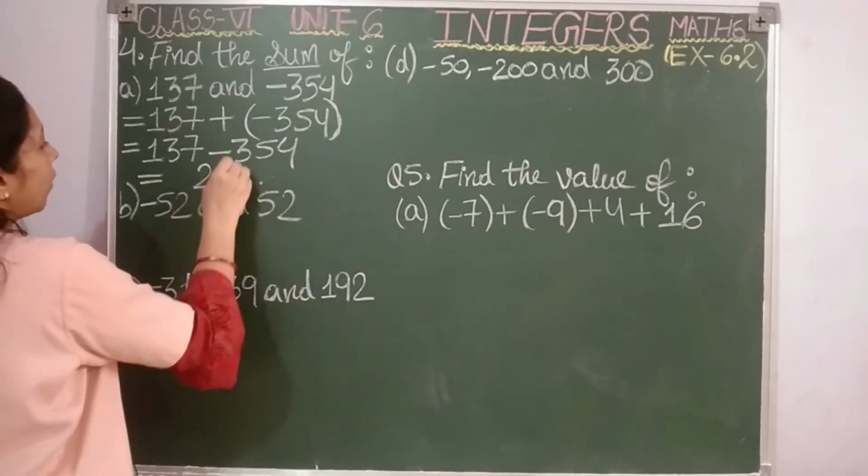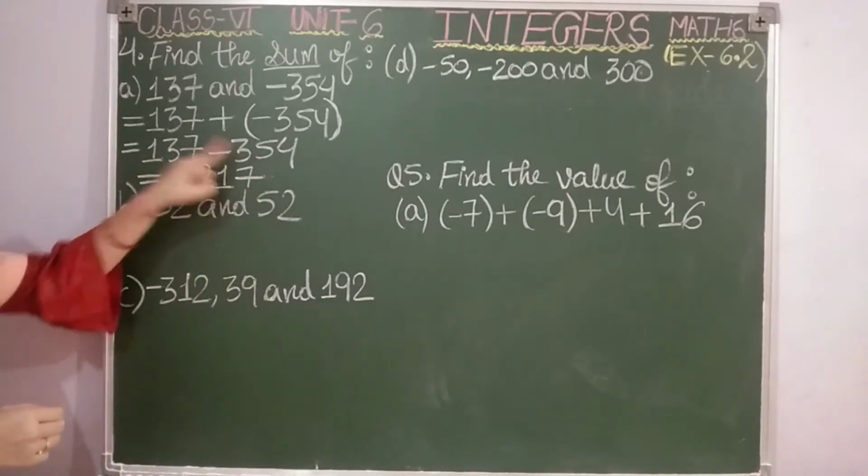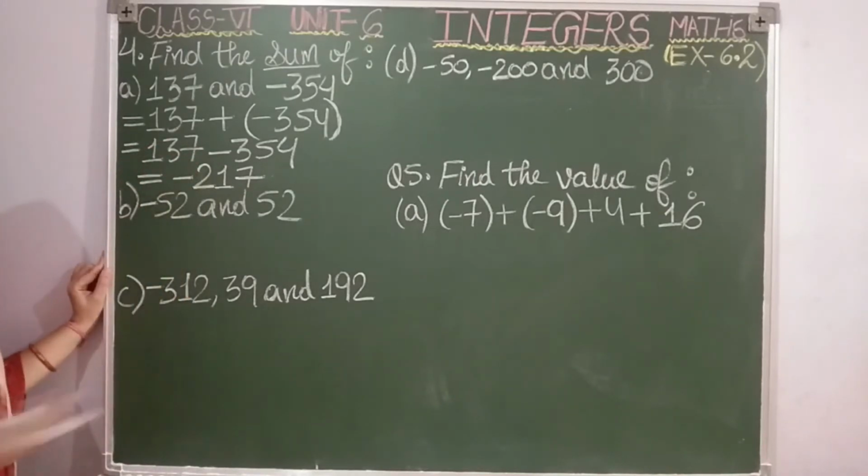But is it a positive 217 or a negative 217? How to decide? Which number is greater here? 354. It is with negative sign. So in the answer also put negative sign. So minus 217 is our answer, students.